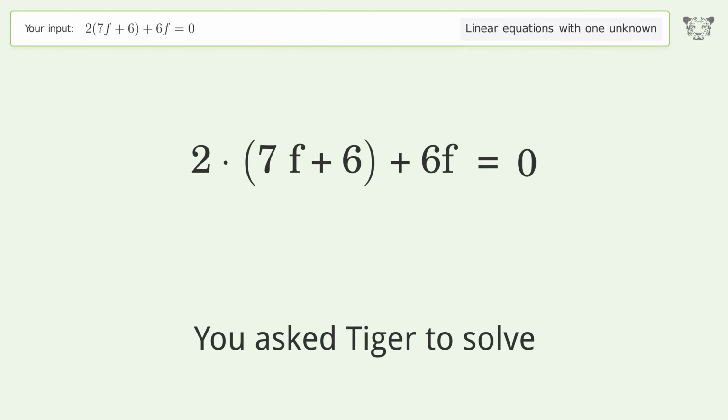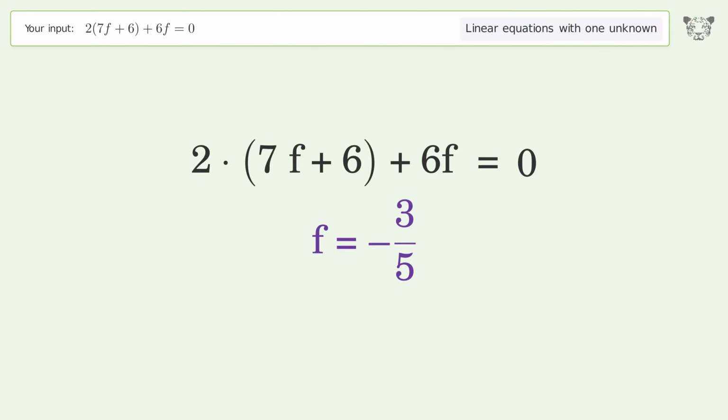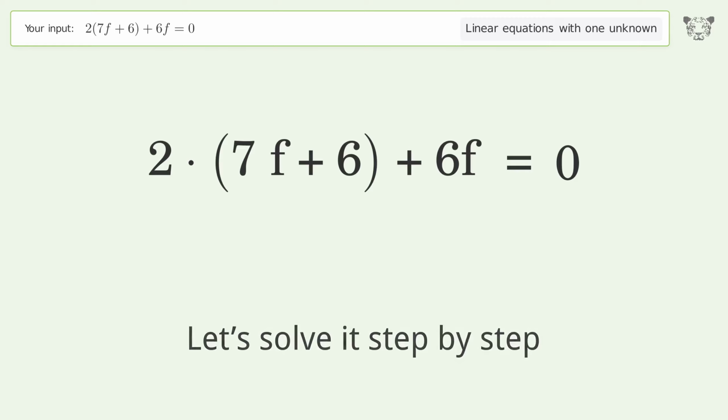You ask Tiger to solve. This deals with linear equations with one unknown. The final result is f equals -3/5. Let's solve it step by step.